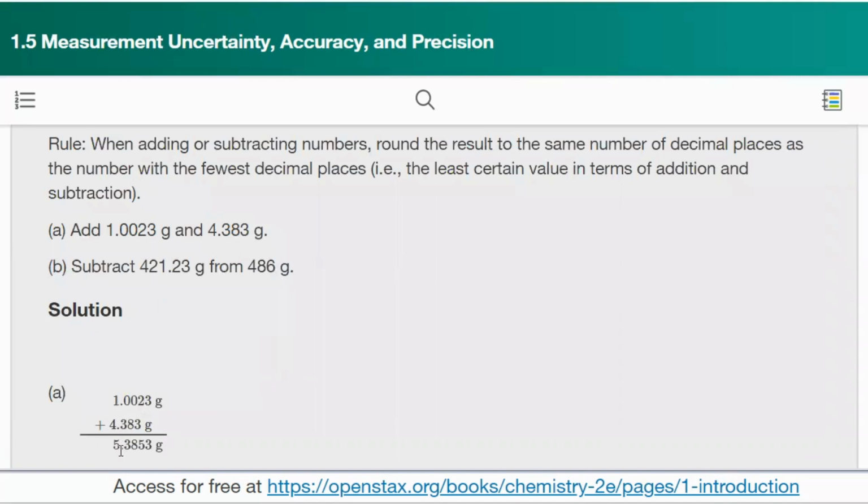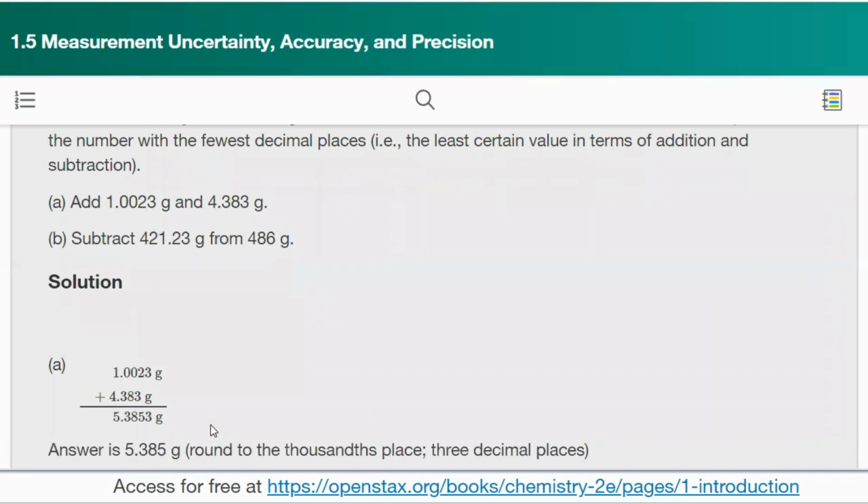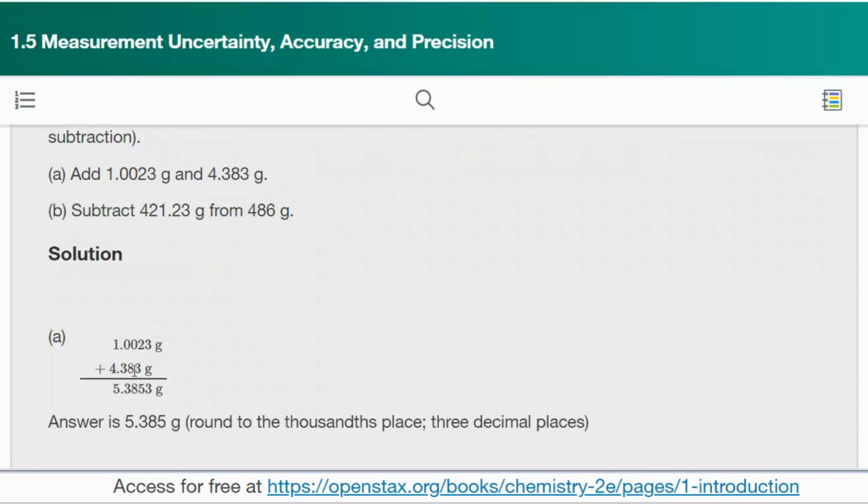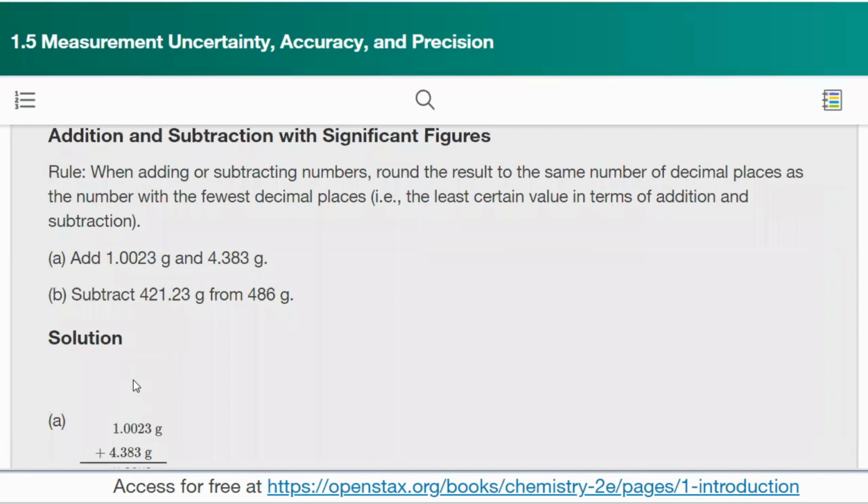And there's a solution there, and you can see that they add it. Their fonts are a little bad. You see the decimal places are not aligned. It's not very clear. Sorry, that's just a pet peeve. The proper way to round it is to the thousandths place, the 3 decimal places. Let's just look at the rule. When adding or subtracting numbers, round the result to the same number of decimal places as the number with the fewest decimal places, the least certain value in terms of addition and subtraction.